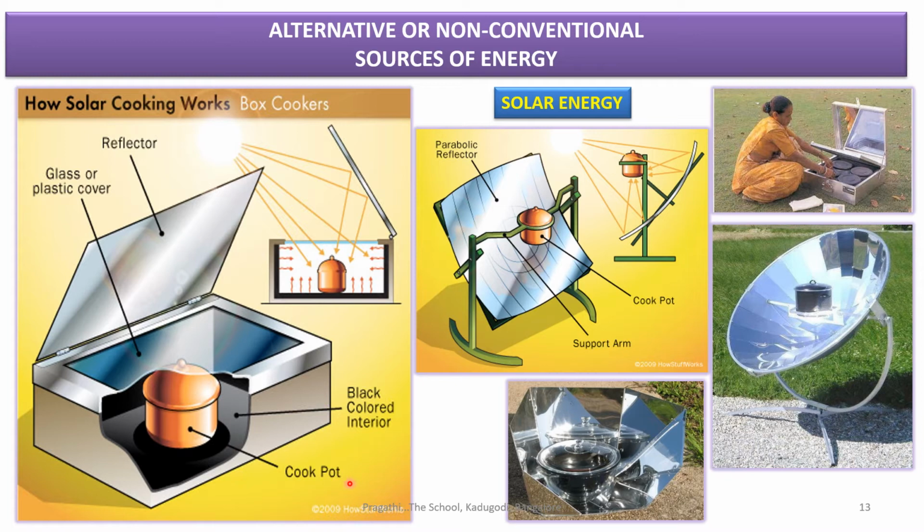See, a cook pot. You put rice or sambar or something and keep it here. See what will happen? Inside there will be a black body. That means inside the box it will be coated with black paint. Why? Because a black body absorbs more heat. And you can see here the blue colored thing, that is the glass. You can see this is a glassy or plastic cover. That means you should not allow the warm air inside to escape out.